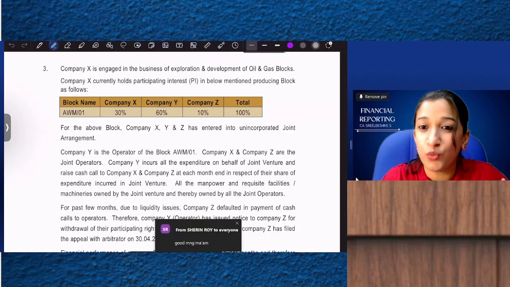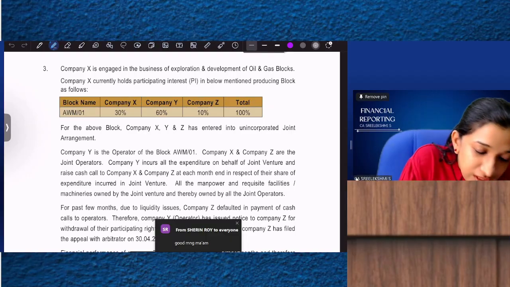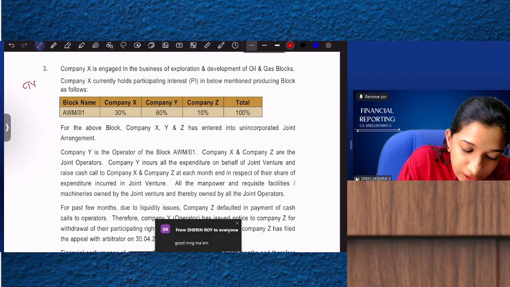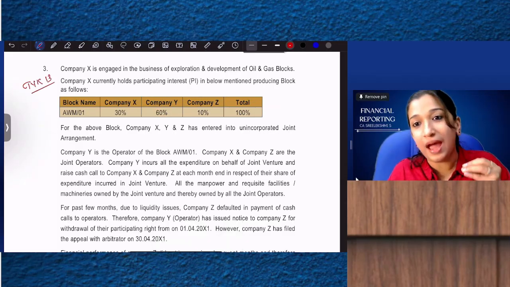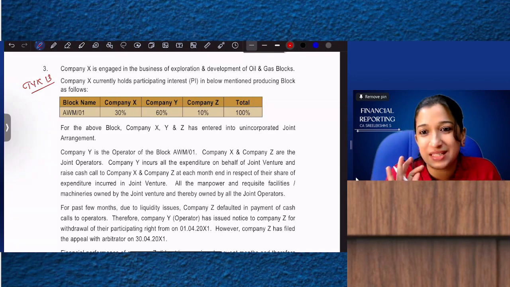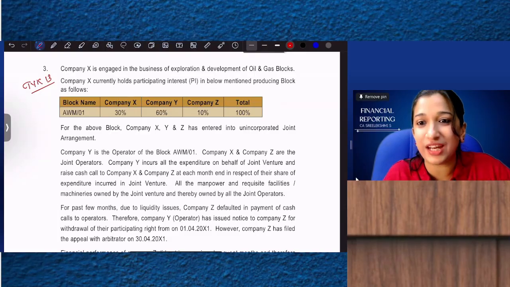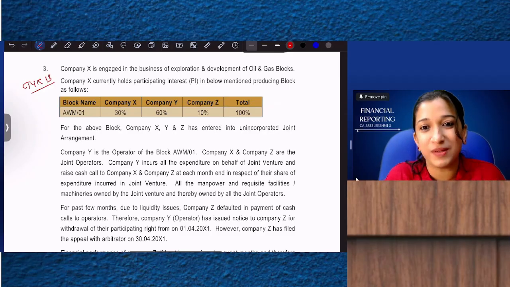We are going to do this question number 3. This is a question which we normally don't try in class because this is business combination. This was TYK 13, Test Your Knowledge question number 13, now added as practice question number 3. So this can be asked for exam. Normally we don't try this in class because the joint venture, joint operation adjustment is also there.